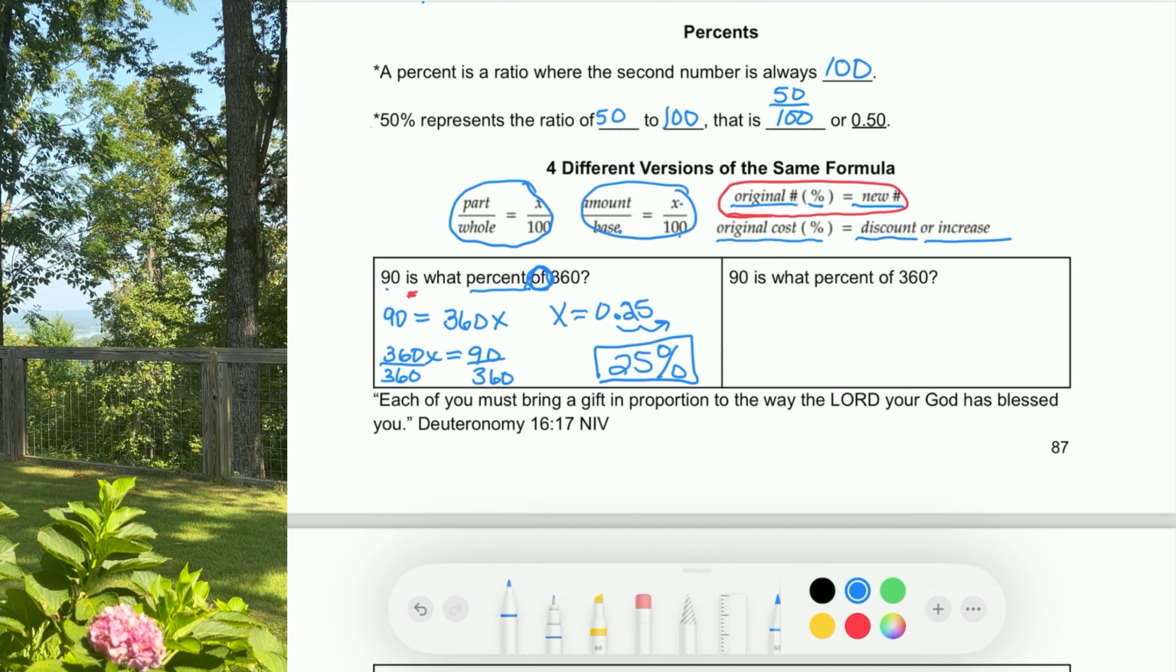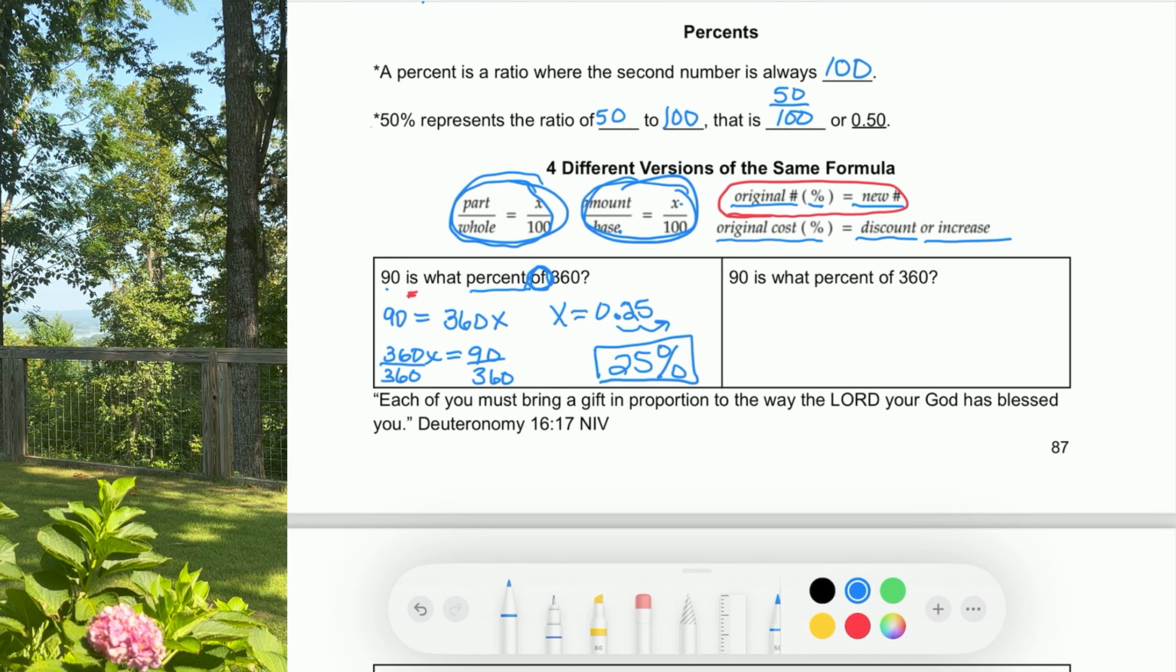All right, so 90 is what percent of 360? It's the same problem, but I'm going to use the part to whole, the amount to base version to show you can actually use that to solve this problem and get the same answer. So whichever one makes the most sense to you, you can use either one. They give you the same outcome.